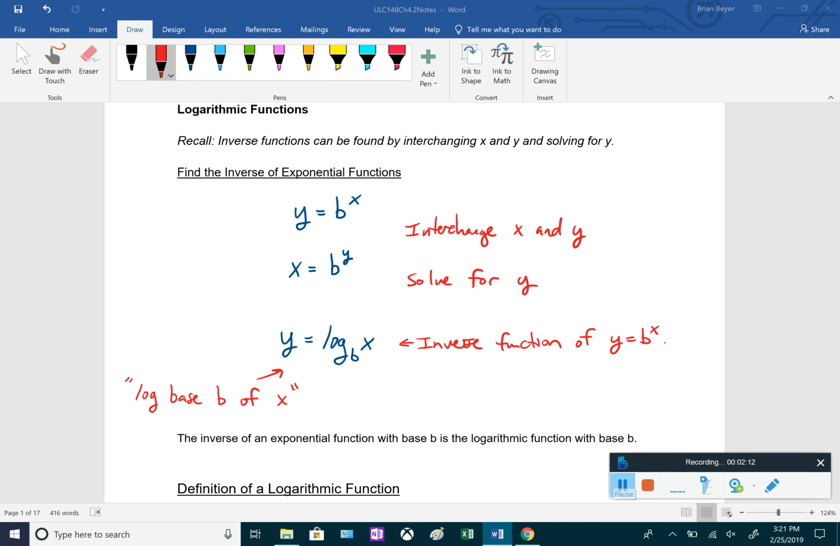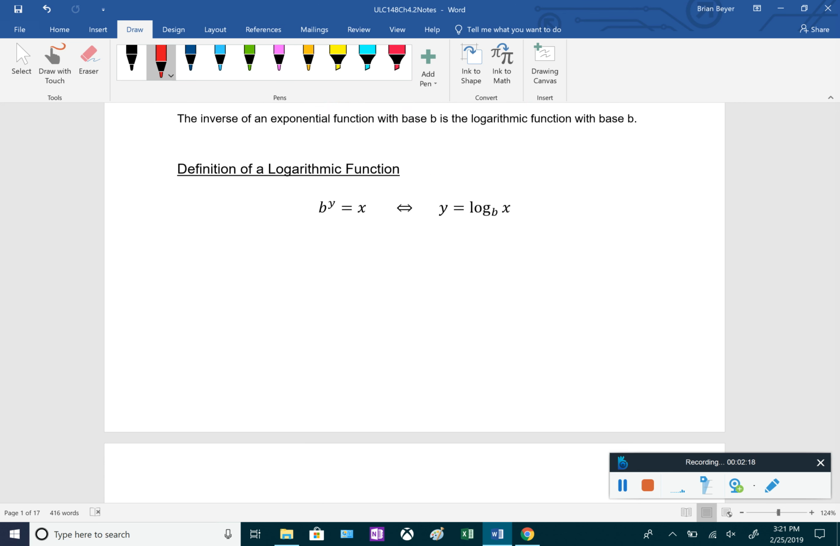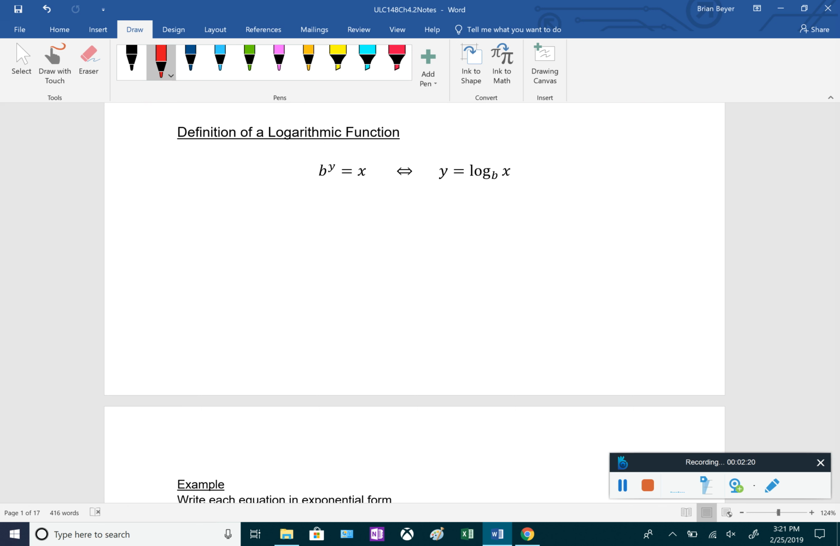b is the base, it's a subscript here, and then x is the input. So here's a definition we'll be using for a logarithmic function. If we have b to the y equals x, that's the same thing as y equals log base b of x. This over here is exponential form, and on the right-hand side, it is logarithmic form.